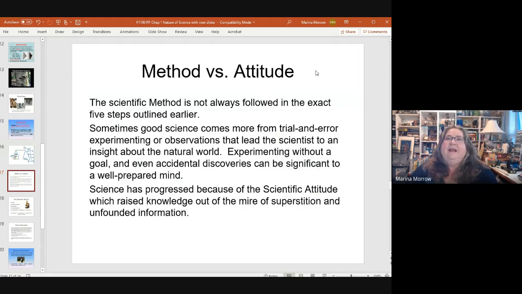Okay, now, not every scientist follows the scientific method in those 5 steps that we talked about. Sometimes you're coming in halfway doing an experiment and something cool happens and you weren't looking for that information, but you're certainly not going to throw it away. That's part of the scientific attitude. Sometimes people are just playing around. So sometimes it can happen from trial and error.